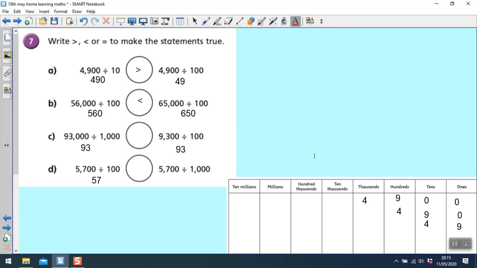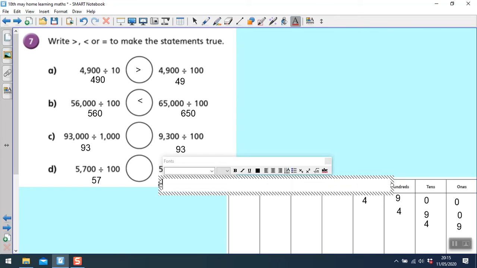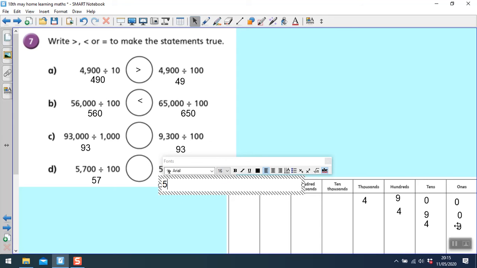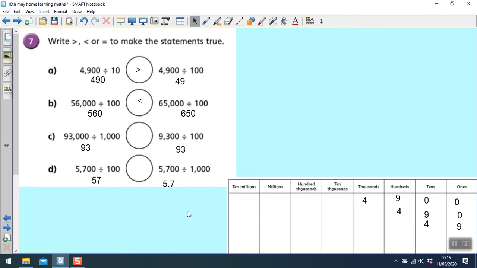And 5,700, my 5 is here. 3 places to the right, 1, 2, 3. It's 5 in the thousands column. Sorry, 5 in the hundreds column. Sorry, 5 in the ones column. And my 7 is going to be in the tenths column. It's next to the ones. We've got to put a decimal point and a 7. And when you come back to school, we're going to be looking at decimals. So you'll learn more about that then. 5.7. Well done if you got those right. Just do the symbols. So equals, and then this one is bigger, and that's the answer.